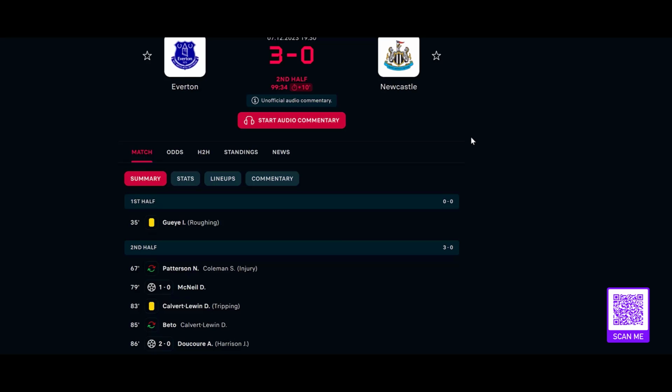But anyway, as you saw earlier on, we made a profit, and to be honest, there were many other things we could have done in this match if we were to go with the goals or maybe get involved on the correct score market also.